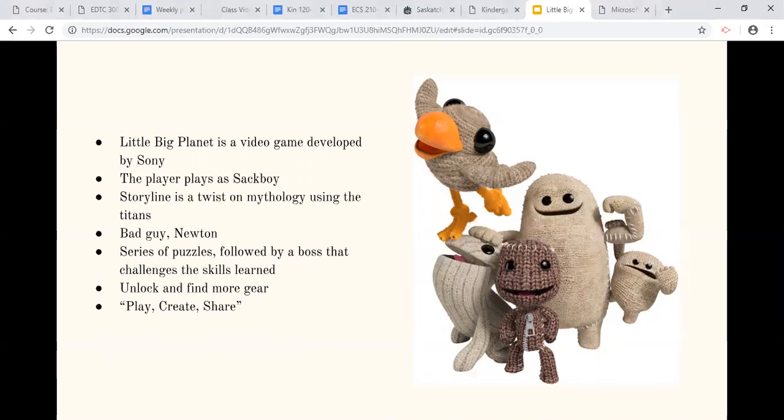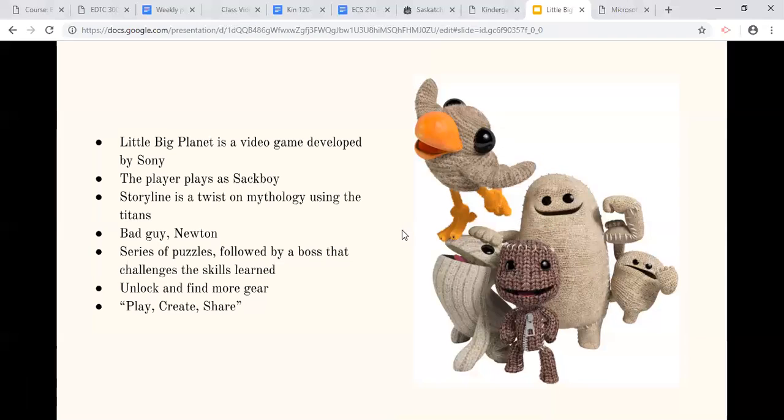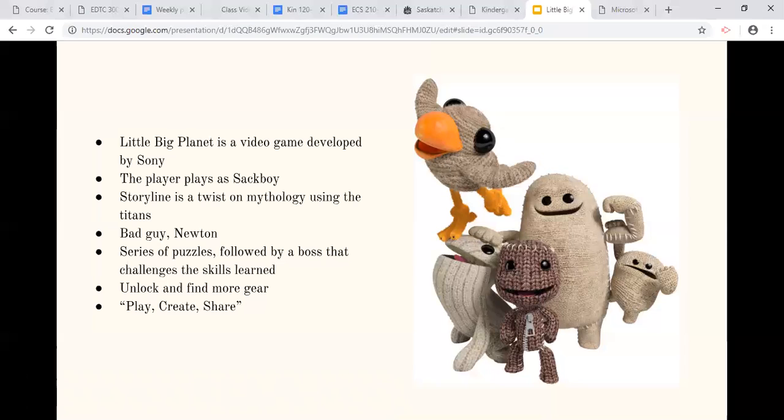So you work through each series of the game to unlock the 3 other characters. Swoop, who's the bird. Toggle, who's the big and little guy. You can switch depending on what you need him to be. And Oddsock, who's kind of like a little dog. It's a series of puzzles, and as you complete these puzzles, there's a boss at the end. Each level has like 3 sub-levels. You have to beat each portion of the level, and then you eventually meet the boss.